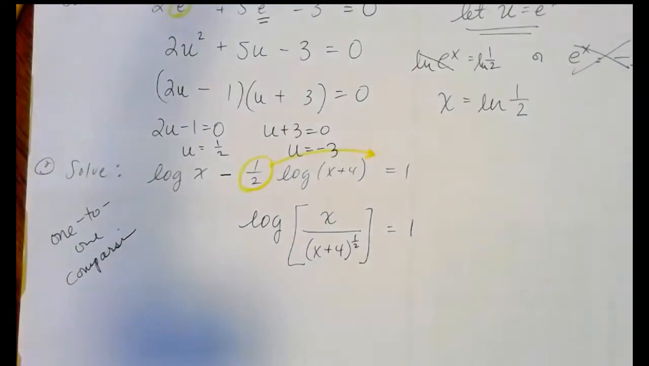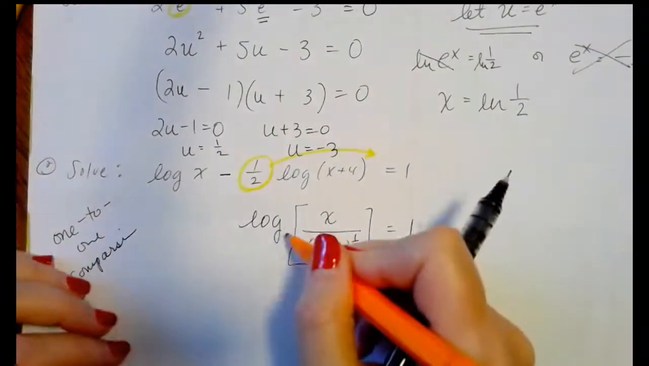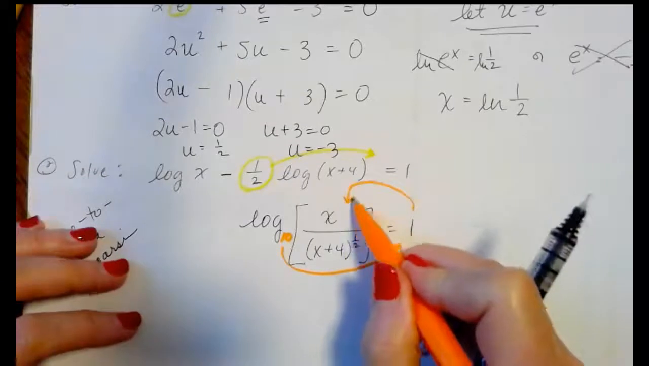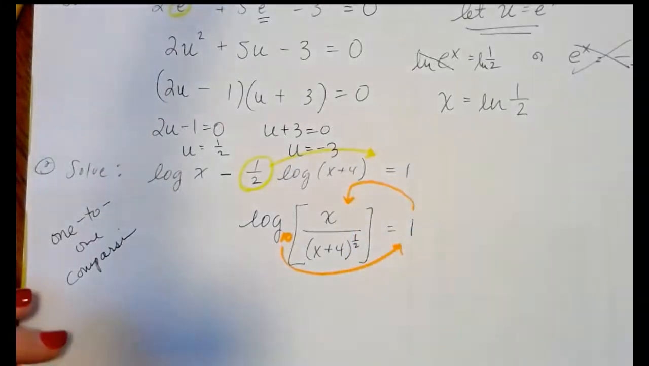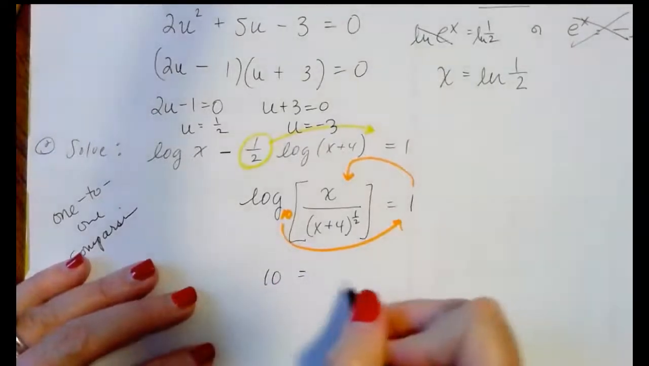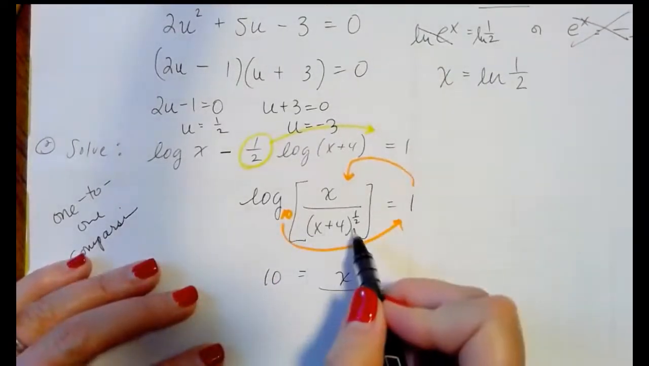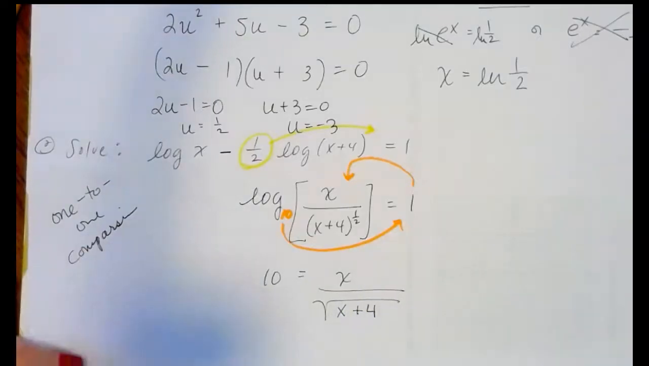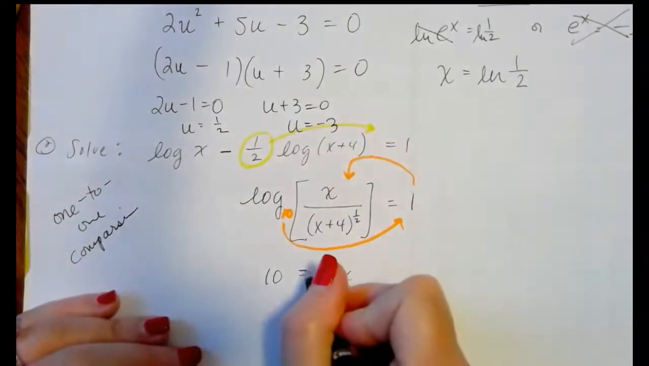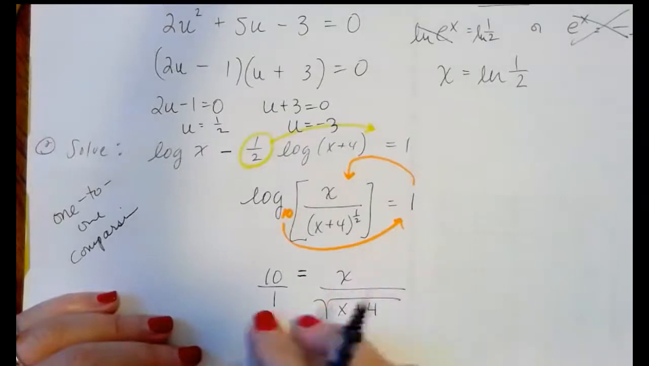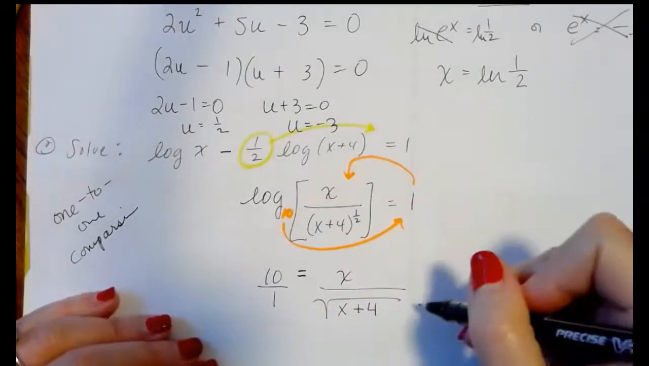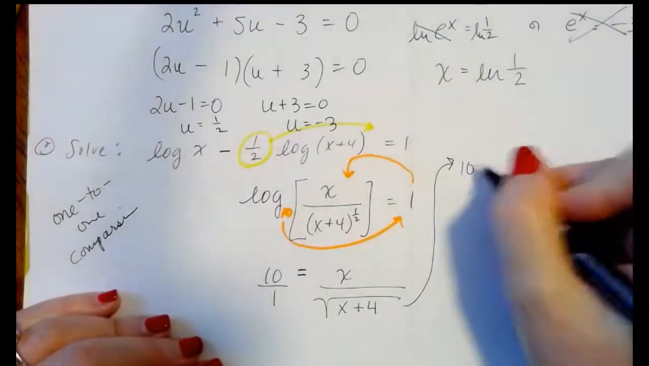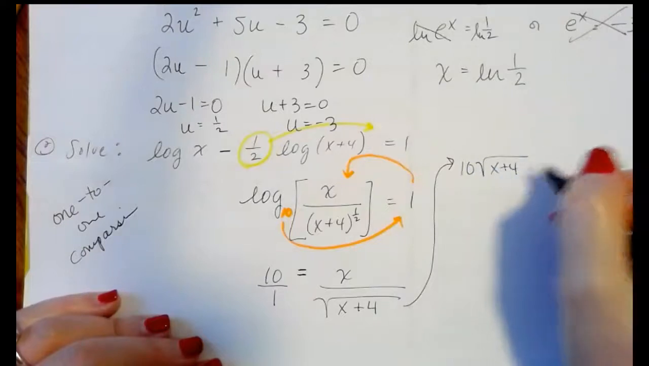Now recall, if we do not see a log base, it's understood to be log 10. So 10 to the first power equals the argument of the logarithm. So 10 equals x over, and I'm going to go ahead and change this back to a radical, the square root of x plus 4. So from here, we don't have any more logarithms, but we do have two fractions set equal to each other, which will allow us to cross multiply. I'll bring it right up here to the right. So 10 square root x plus 4 equals x.